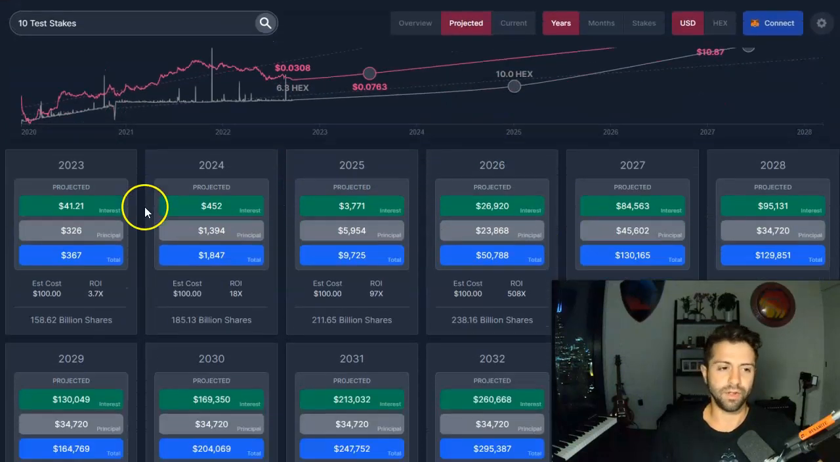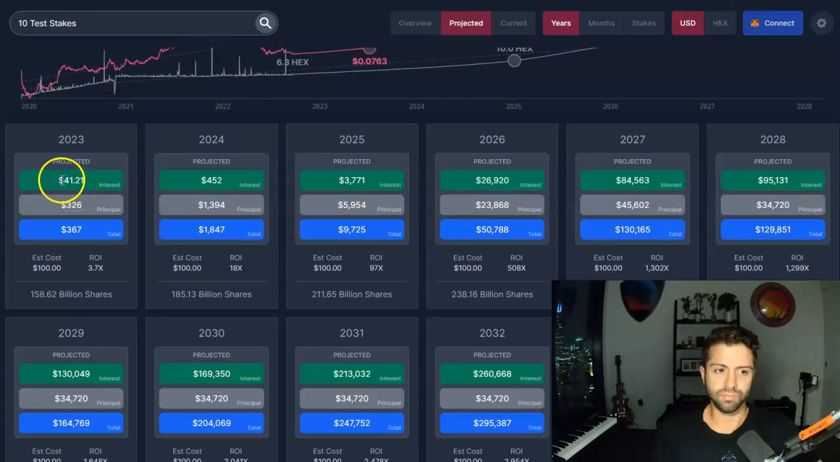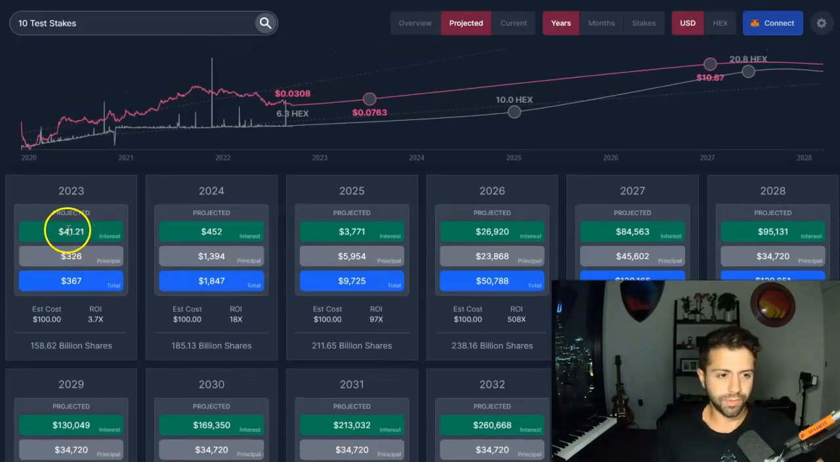So you can go down here and see how much projected interest you would be earning. Now in 2023, obviously it's not looking too great. It doesn't look very attractive. Oh, you only made $41 and your principal's only $300 because HEX essentially only went from 3 cents to 7.5 cents. Hey, that's okay, because look at how much it goes up. It goes up in these crazy astronomical numbers that almost don't even seem real, which is why I don't always show people this, because it seems too good to be true.